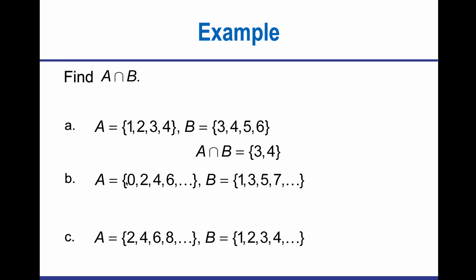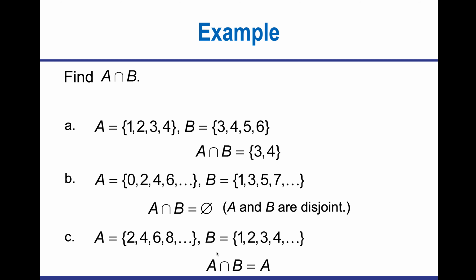Here, what belongs to both? Well, B has no 0, B has no 2, B has no 4, B has no 6. So there's nothing in common, so they're disjoint. Here, A intersects B. It looks like every value in A is contained in B, so I could just call it A.